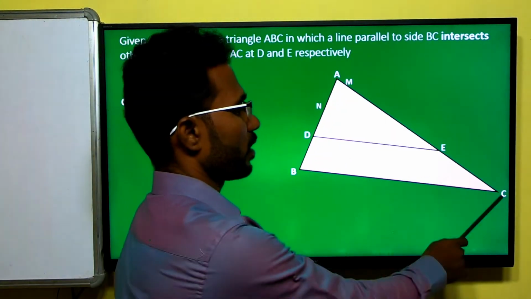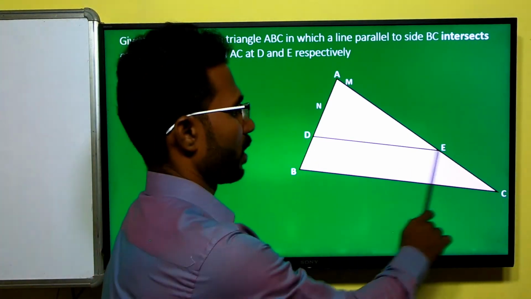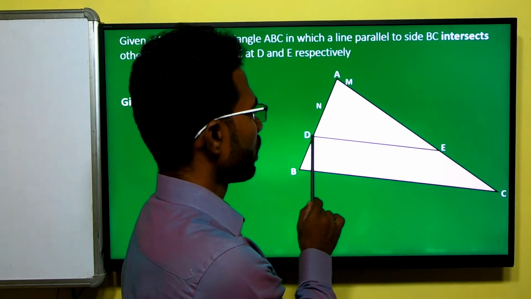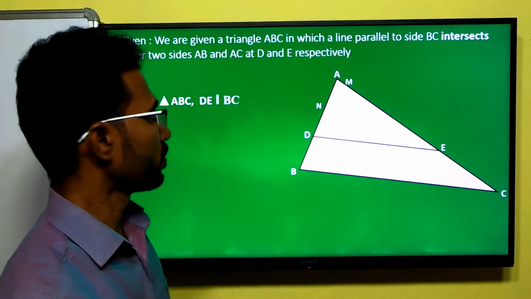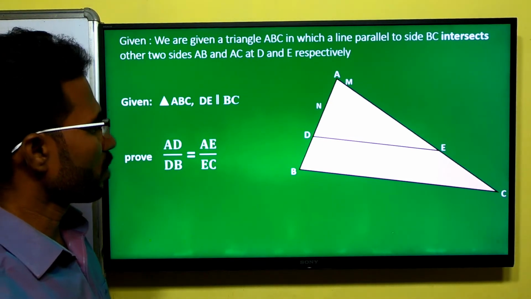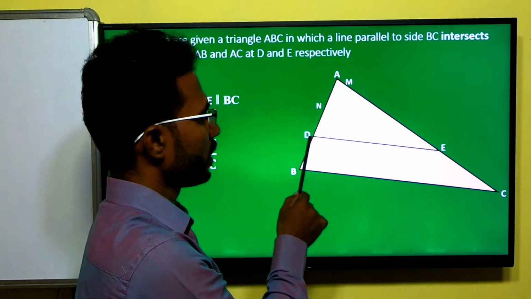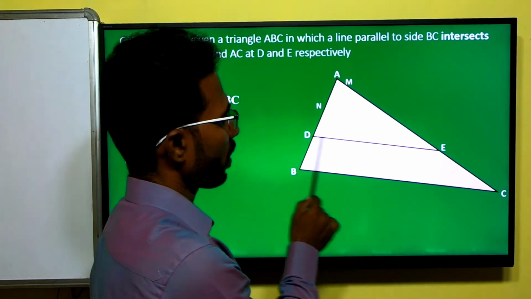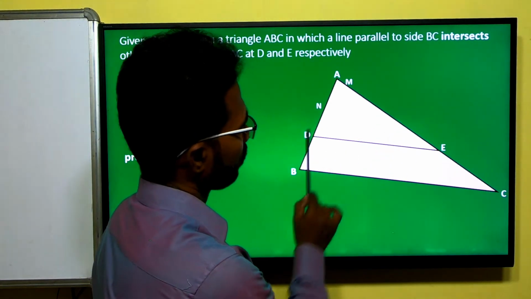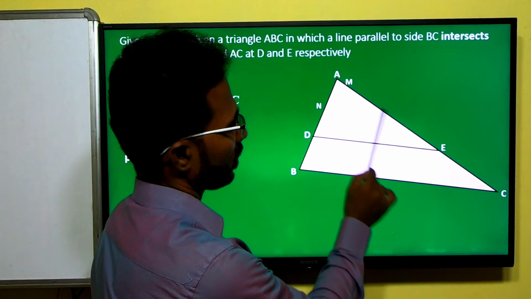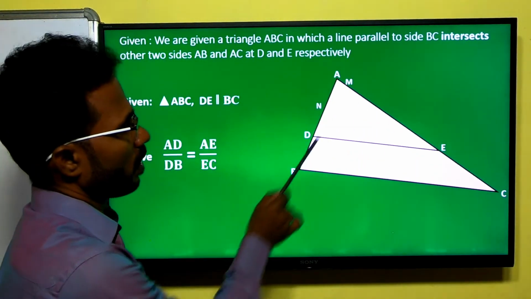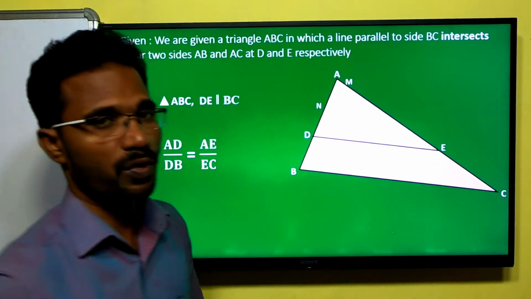So the triangle is given and we have a parallel line. We will name it DE, parallel to BC. And we need to prove that AD upon DB is equal to AE upon EC. This is a parallel line, and it divides the other two sides. Then the proportion AD upon DB must be equal to AE upon EC. So we have to prove this.